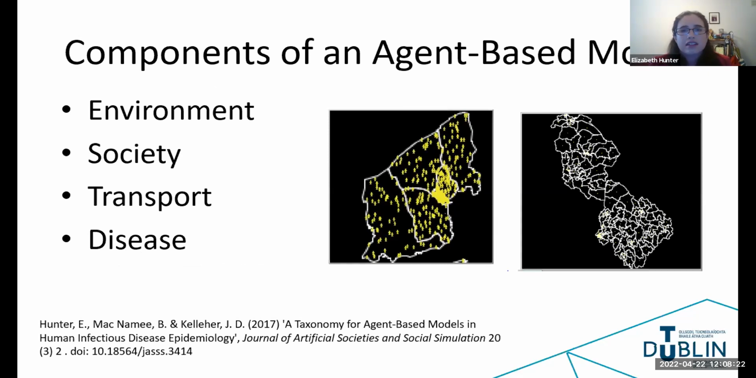The society is kind of the agents, and so what are their characteristics? Do they match real society? And then transportation is how those agents kind of move around. Are they just walking through a town? Are they taking public transport?